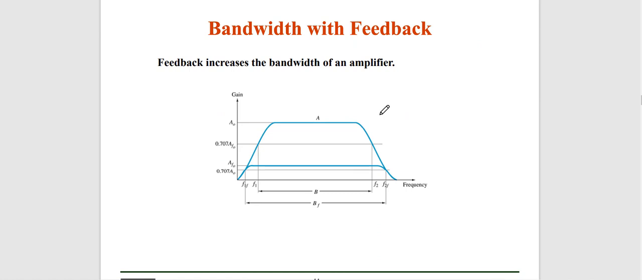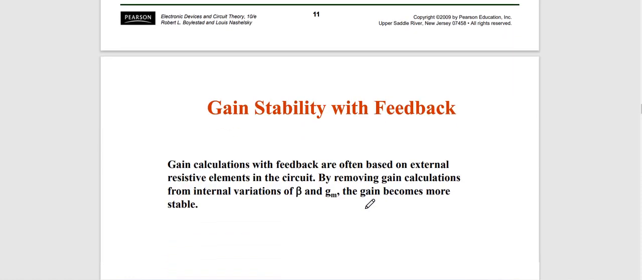And then for the bandwidth, feedback increases the bandwidth of the amplifier. For example, if we don't use the feedback, the bandwidth is from this one to this one. And if we put in the feedback, the bandwidth will be from this one to this one. Okay, so it increases the bandwidth of the circuit.